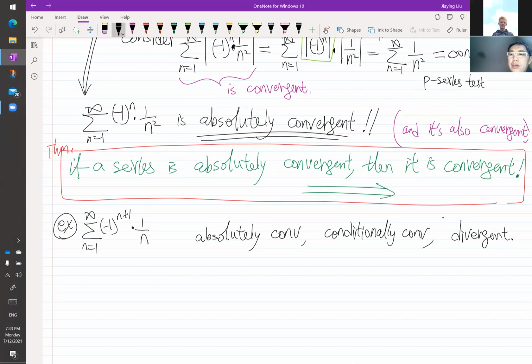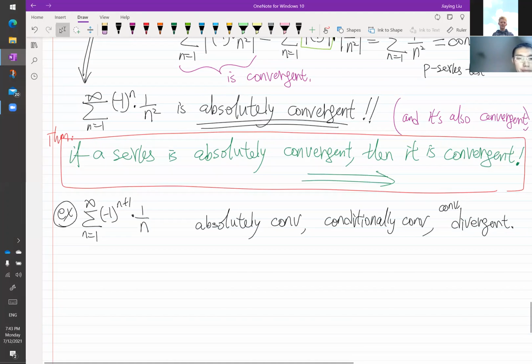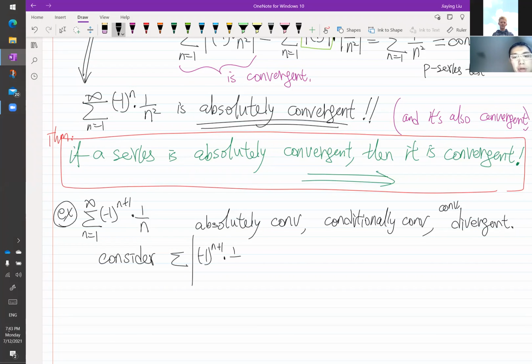Or maybe we want to know if it's convergent at all, or divergent. So what I'm going to do is take this series, but only consider the one with absolute value. So consider the series with absolute value, (-1)^(n+1) times 1 over n. Again, when we add an absolute value, the (-1) to a power term just becomes 1, and the 1 over n is always positive. So this series of absolute value becomes the series of 1 over n.